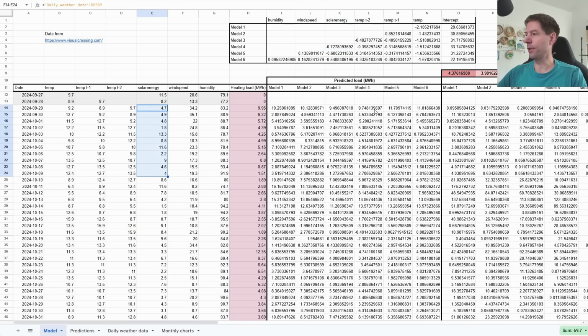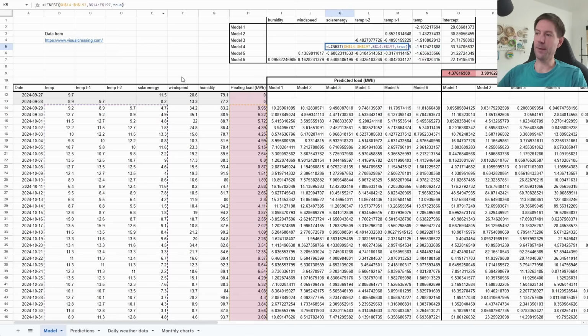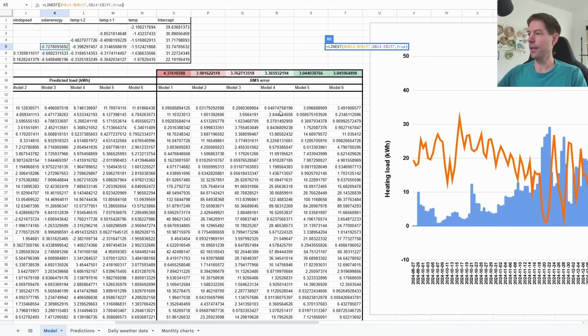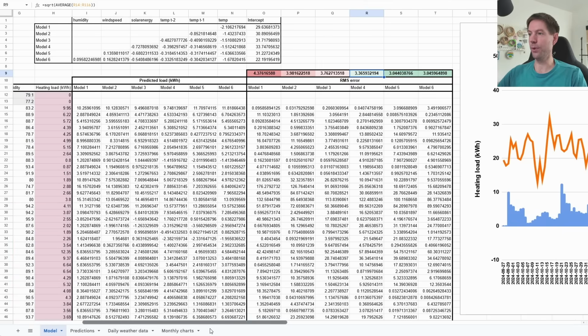And for Model 4, you can see what I've done is I've done that same line estimate using those three temperature parameters and including the solar energy metric. And let's scroll back across to the model predictions, and you can see that including the solar gain parameter, the root mean squared error drops even further to 3.36 kilowatt hours, compared to 3.76 kilowatt hours if you don't include the solar gain. So that is definitely important as a factor.